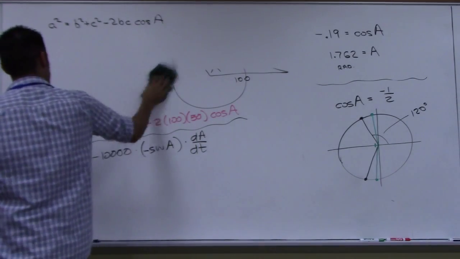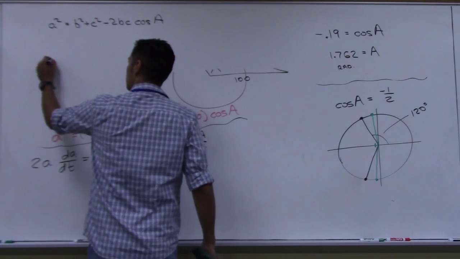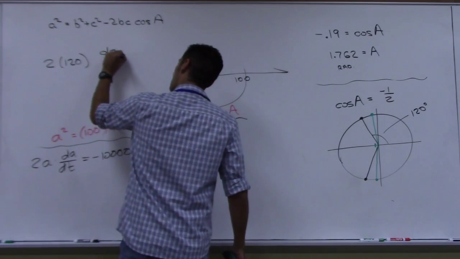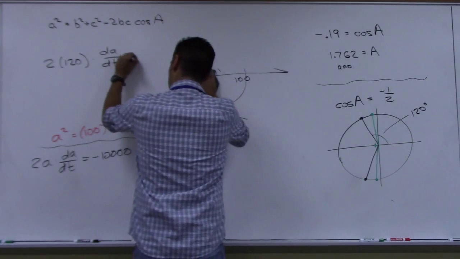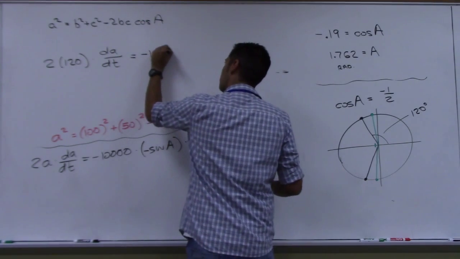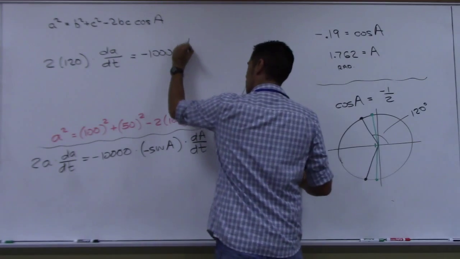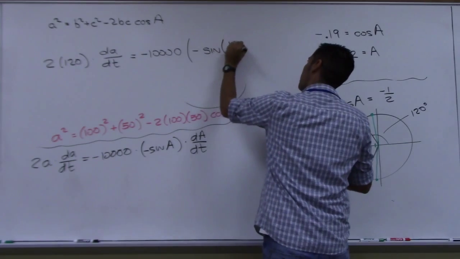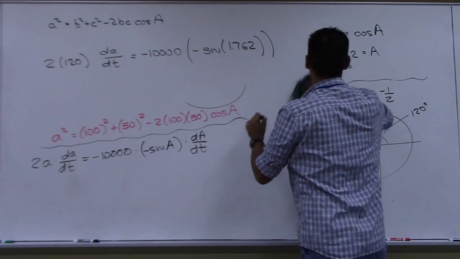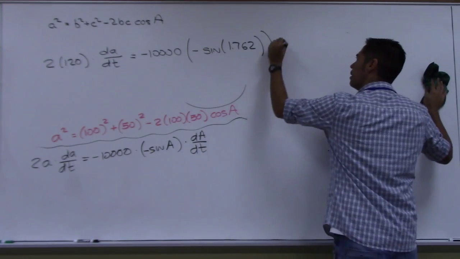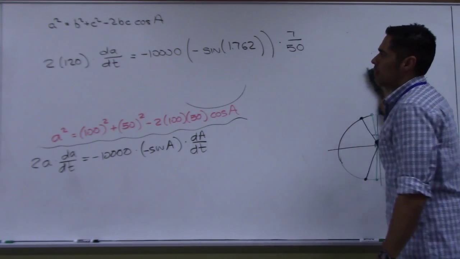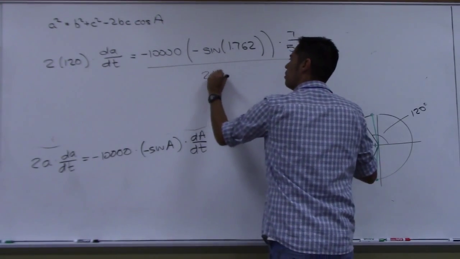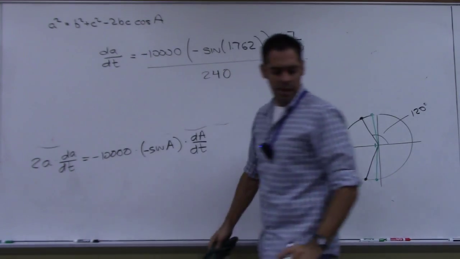So you go through this. Let's see, 2 times a, so 2 times 120, right, for little a? dA/dt is what I'm trying to solve for. Equals negative 10,000 times negative sine of 1.762, and then what's d cap? 7/50ths. And then you take all of this answer and divide it by 240, and that's your dA/dt.